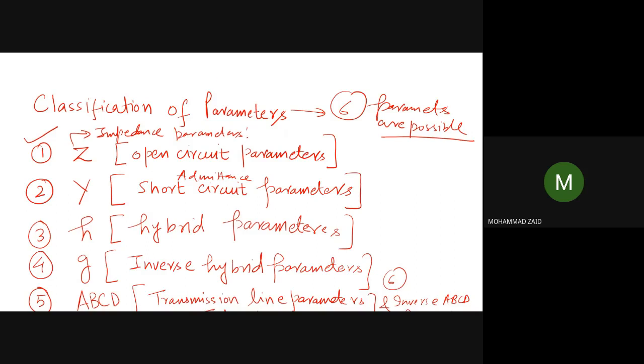Usually the most common ones are Z, second one is Y, third one is H, and the fourth one is ABCD. So usually we use only these parameters. Inverse is always possible. For example, Z is the inverse of Y. So if you know a Z matrix, then the inverse of this Z matrix will always give you the Y matrix. So all these parameters Z and Y, although they are independent, are related by this relation.